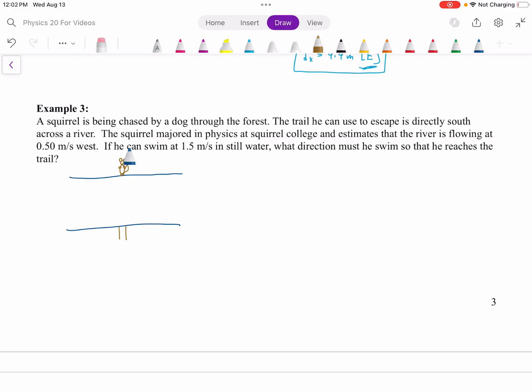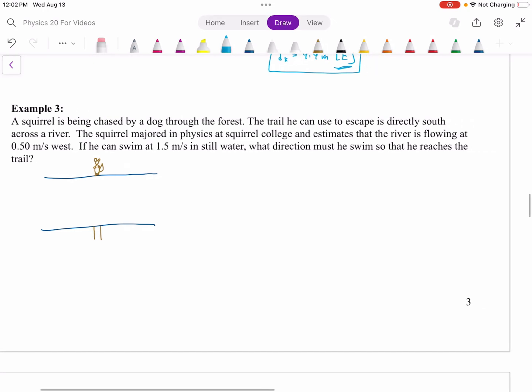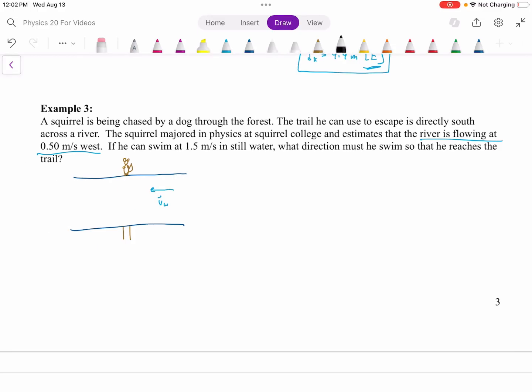All right. Now, the squirrel majored in physics at Squirrel College. Smart squirrel estimates that the river is flowing at 0.5 meters per second west. Okay, so there's the velocity of our water, right? And it's in the x-axis. So I'm going to go ahead and draw that in. The velocity of the water. Now, if the squirrel can swim at 1.5 meters per second in still water, what direction must he swim so that he reaches the trail, right?